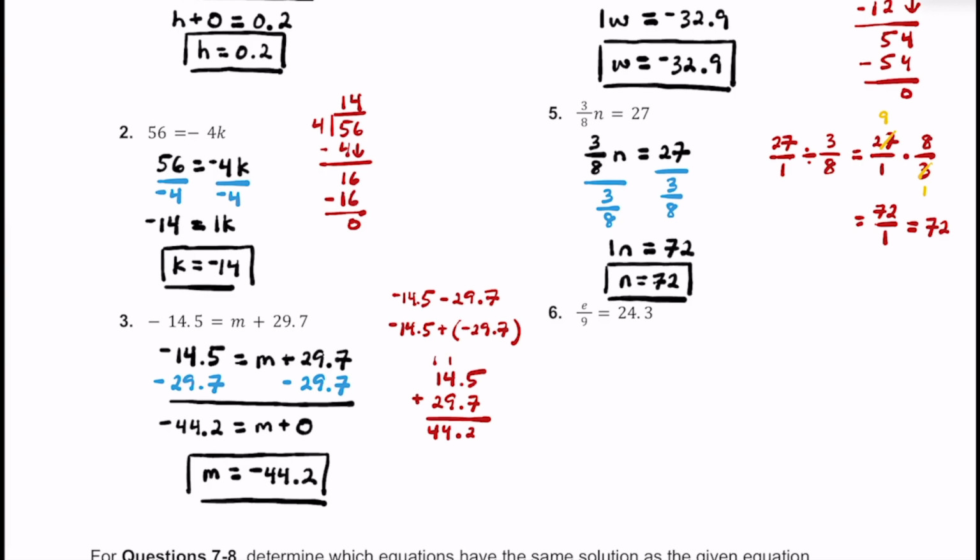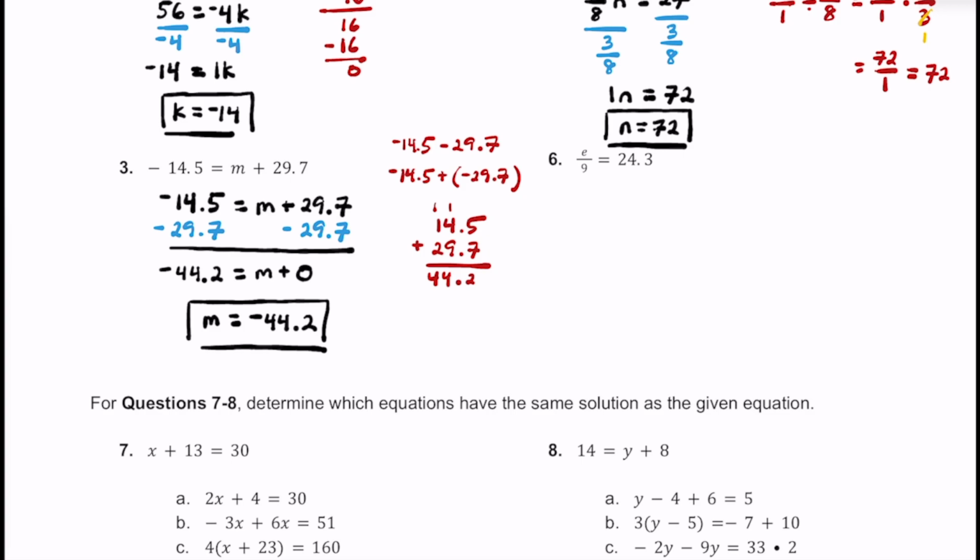All right, one last one-step equation to start with here. So for number 6, we have e divided by 9, or e ninths, is equal to 24.3. All right, so if we want to find out what e is, then the inverse operation of dividing by 9 is going to be multiplying by 9. So let's go ahead and multiply the left side by 9, or 9 over 1. Let's multiply the right side by 9. That's using the multiplication property of equality.